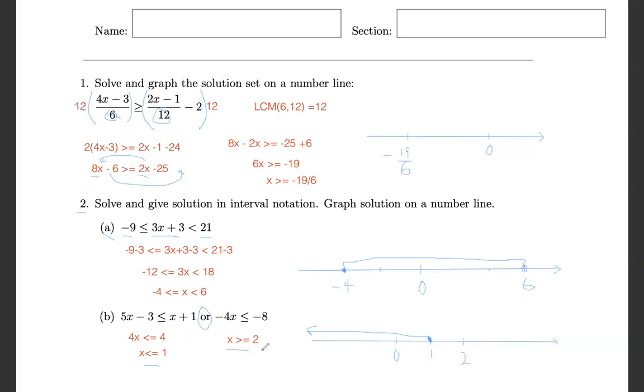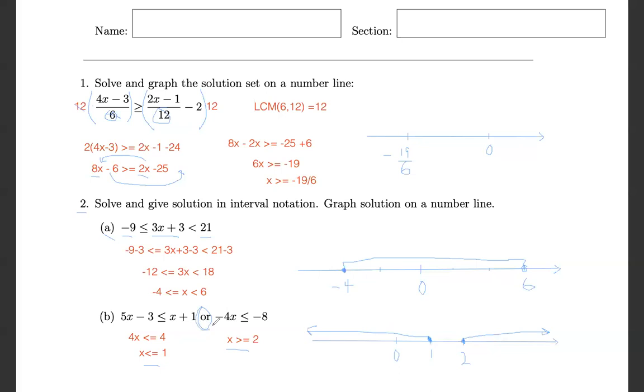Well, the second one is x greater than or equal to 2. Also with the equal sign, I make a solid dot. Greater than, I go to the right. If this were AND, there would be no solution because there is no overlapping.